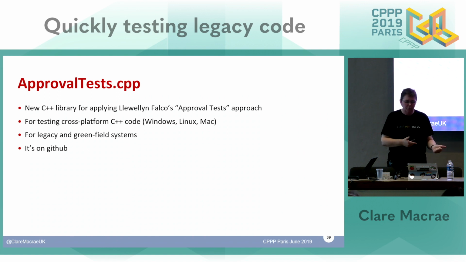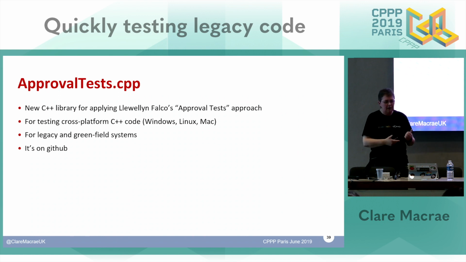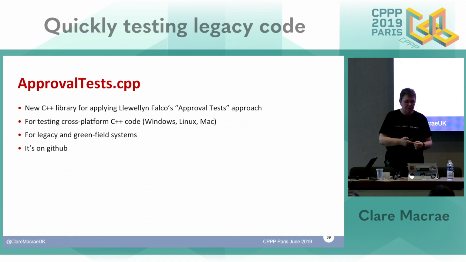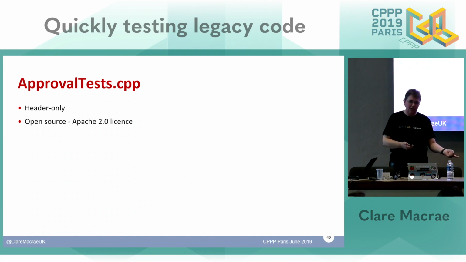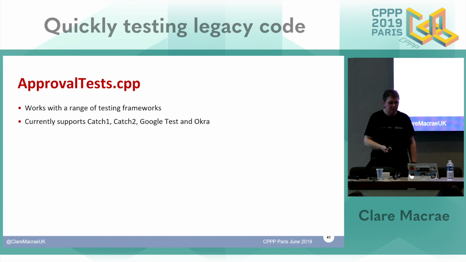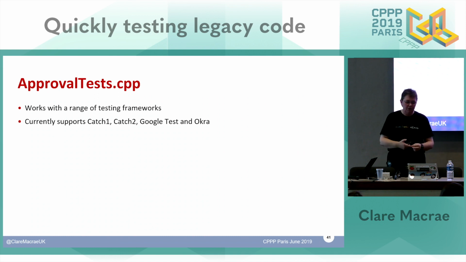It's cross-platform, works on Windows, Linux, and Mac. It's for both testing legacy and greenfield systems. The GitHub URL comes later. It is header only, which makes it really convenient to download and use, much like Catch. It's open source and Apache 2.0, so I think most organizations would be able to copy the current version into their source code if they wanted. And it works with a range of different testing frameworks, most notably Catch and Google Test.